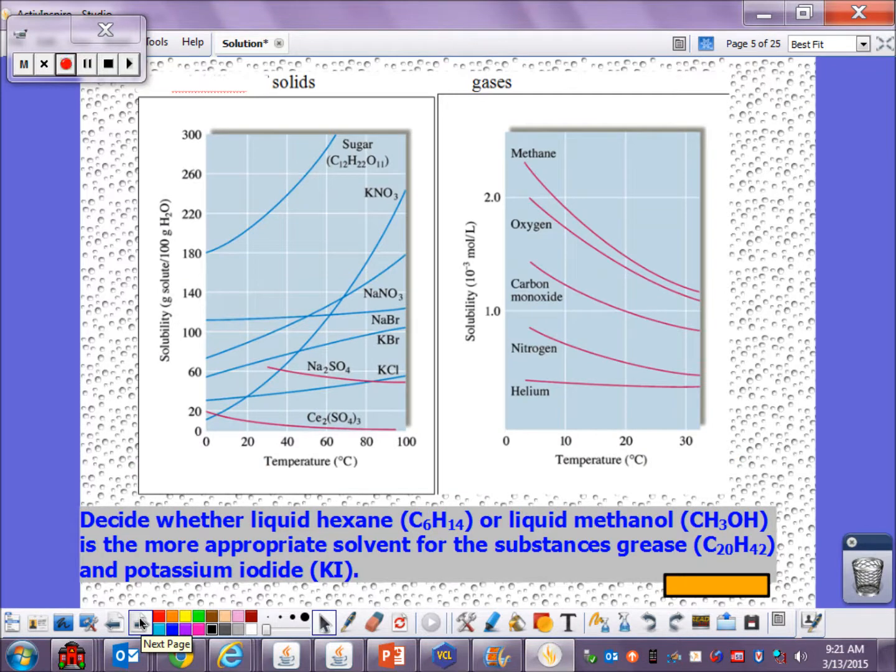Those are two graphs for you to compare the solubility of solids in a liquid and the solubility of a gas in a liquid. As you can see, as the temperature increases, the solubility of most ionic compounds will increase. Increase temperature, increase solubility. But for gases, it is the opposite.